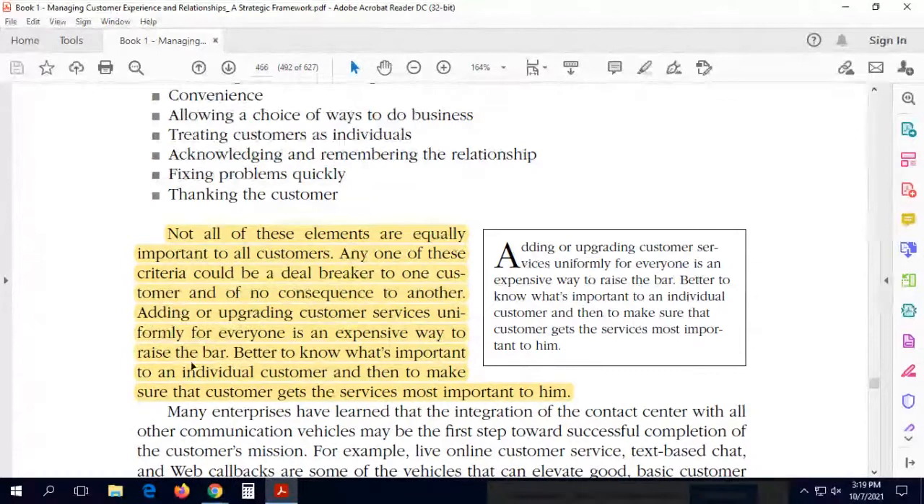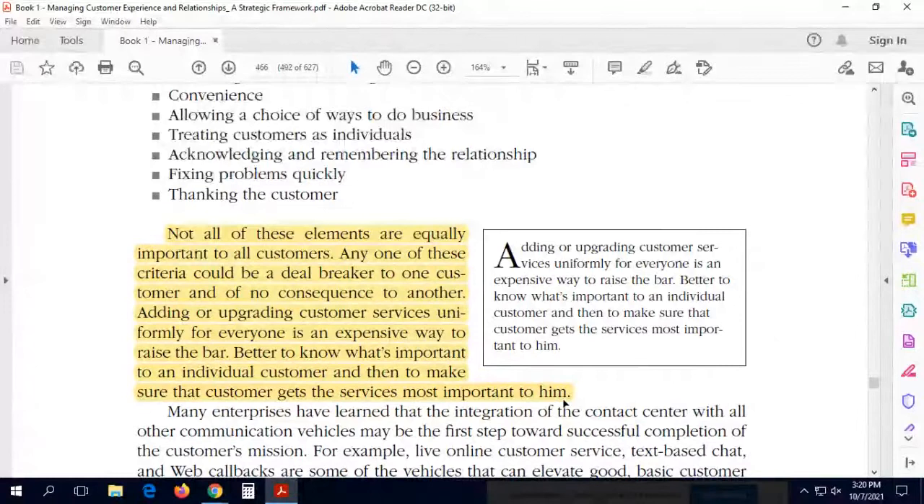Adding or upgrading customer service uniformly for everyone is an expensive way to raise the bar. Can't do it for everyone. Better to know what is important to an individual customer, and then to make sure that customer gets the services most important to him. What is most important to different customers? Very important. What is important for Kimberly is not important for Misha. What is important for Kim is not important for Monique. Everyone is different. They might be going to the same hotel, eating in the same restaurant, but different people, different.